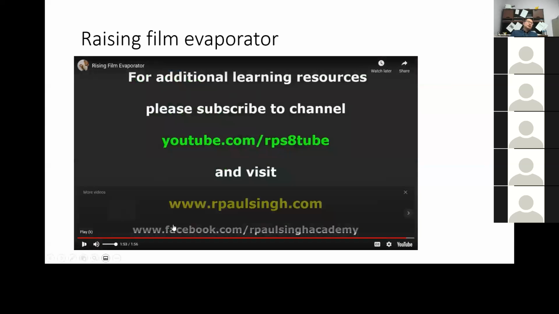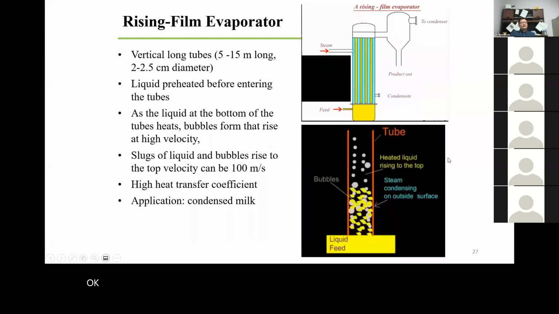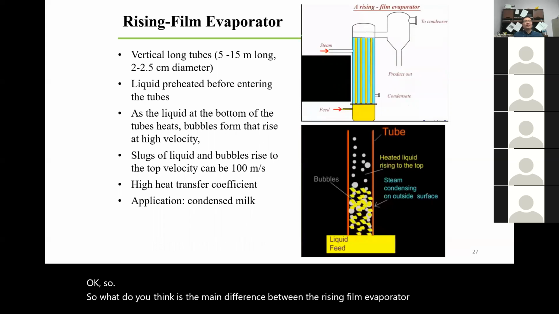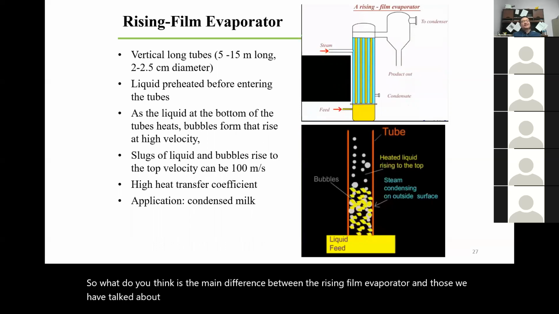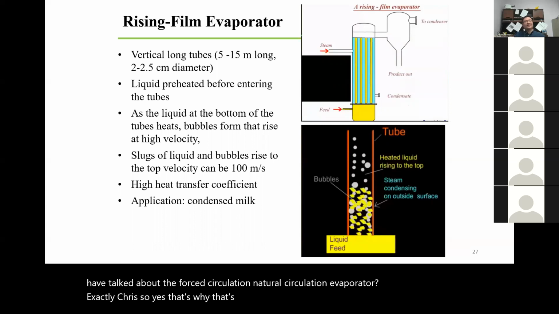Okay, so what do you think is the main difference between the rising film evaporator and those we have talked about, the forced circulation and natural circulation evaporator? This one really doesn't focus on the circulation factor. Exactly, Chris.